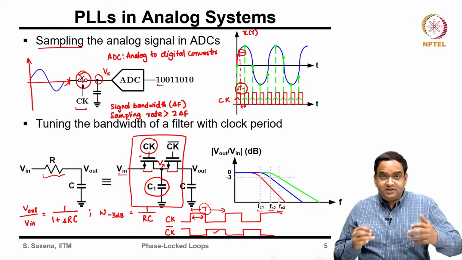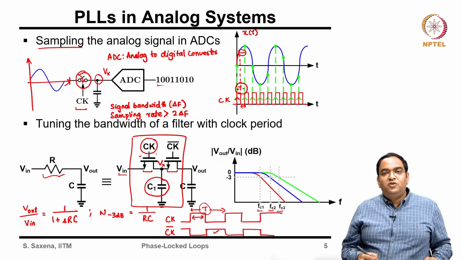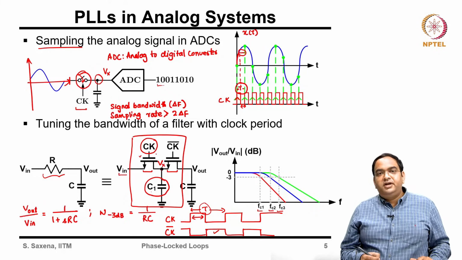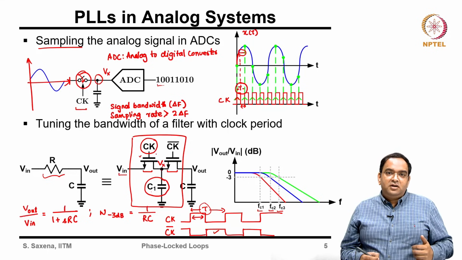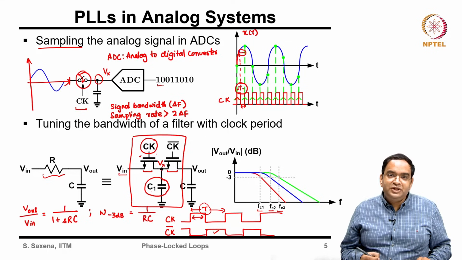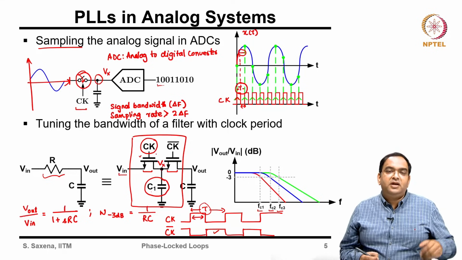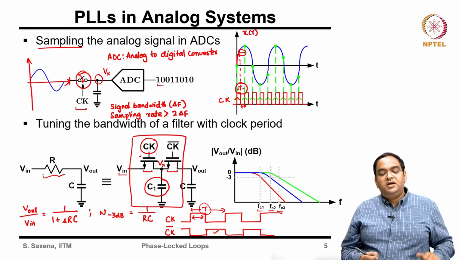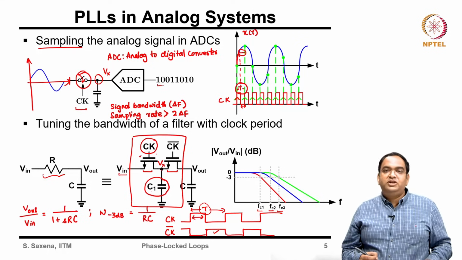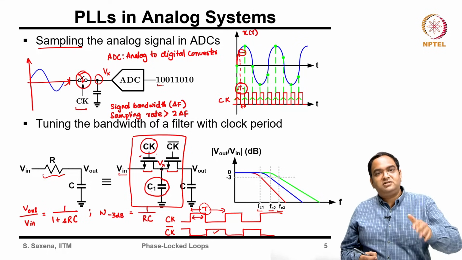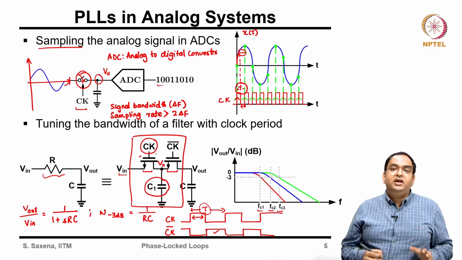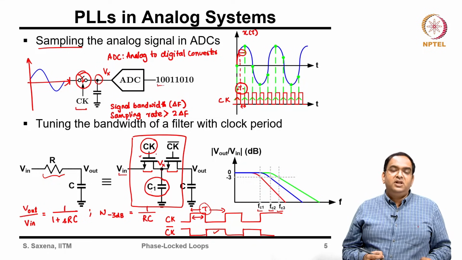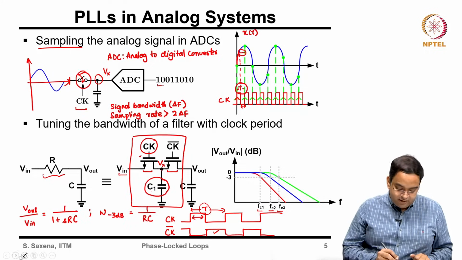So, in just the last 4 slides, what I have shown to you is that the clock is of significant use in your wireless application, in your wireline application, in the basic analog to digital converter, and by the way for digital to analog converter also, and for tunable filters. Okay. The list does not end here.